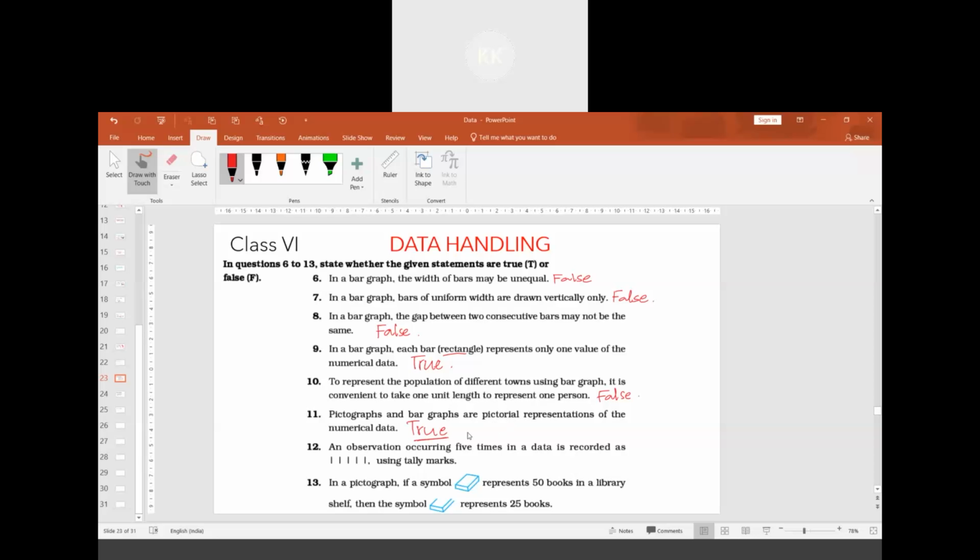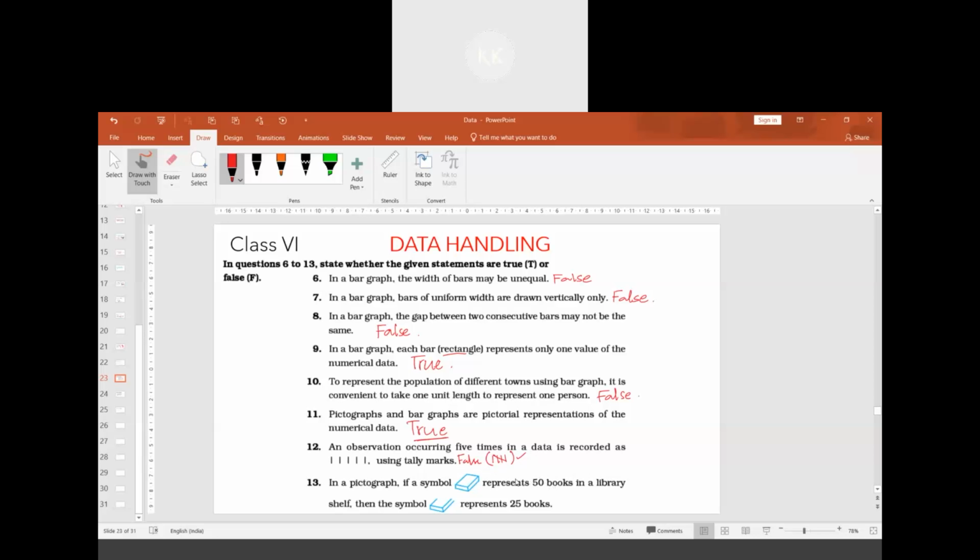Statement number 12. An observation occurring 5 times in a data is recorded as 5 vertical lines. False, sir. Actually, we have to represent like this: 4 vertical lines, and the fifth line is a cross. So this statement is false because this is represented in this way.